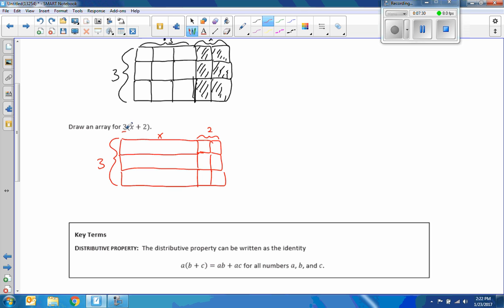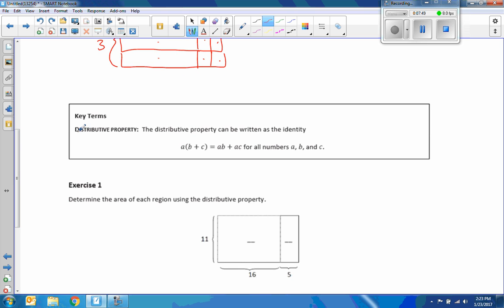So if I multiplied that, if I distribute, how many x's are there? 1, 2, 3 x's. 3 times x is 3x. If I multiply 3 times 2, I get 6. 1, 2, 3, 4, 5, 6.